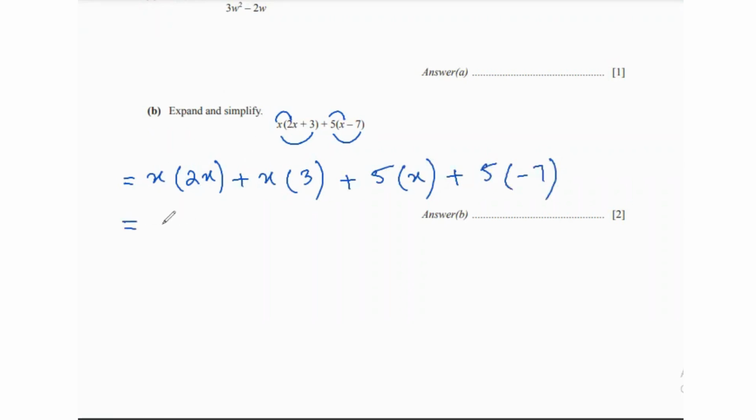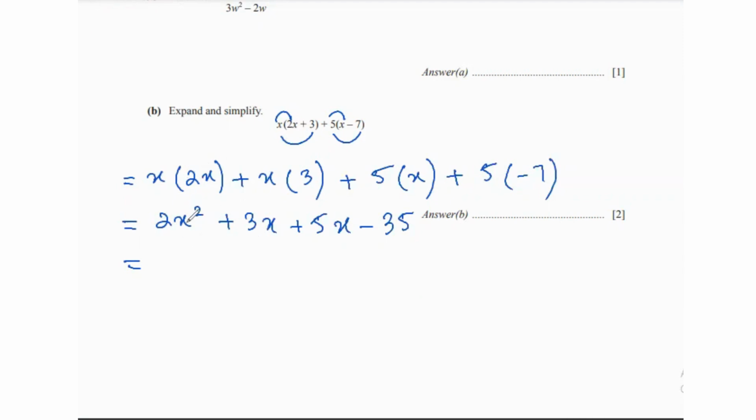X times 2x would be 2x squared. X times 3 would be 3x. 5 times x is 5x. And 5 times negative 7 is negative 35. Once we have expanded the brackets, we basically combine the like terms, if there are any. Now, like terms are terms where you can see that the variables are the same, and the powers of the variable are also the same.